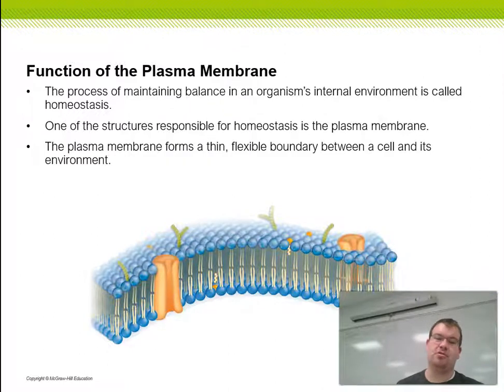So one of the structures responsible for this is the plasma membrane. It's all about keeping things even all throughout. And this plasma membrane is a thin, flexible boundary between the cell and its environment. So this right here is a representation of what it looks like. You're going to hear more about these in a little bit, but these blue balls, those are what we call the fatty acid head. What this is, it's actually a carboxylic acid head on top here.